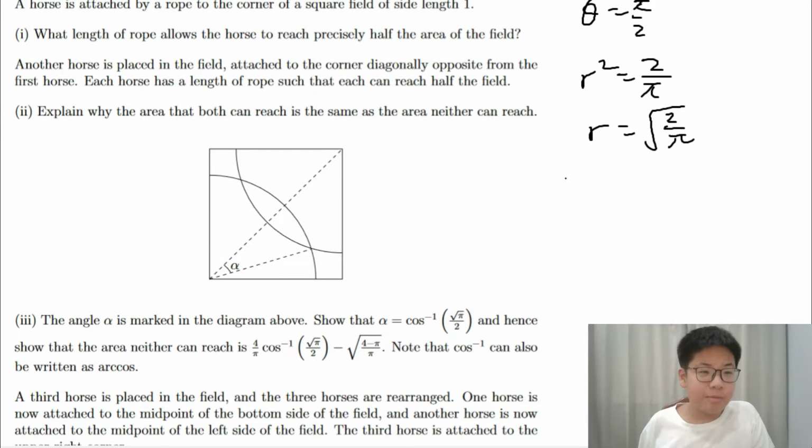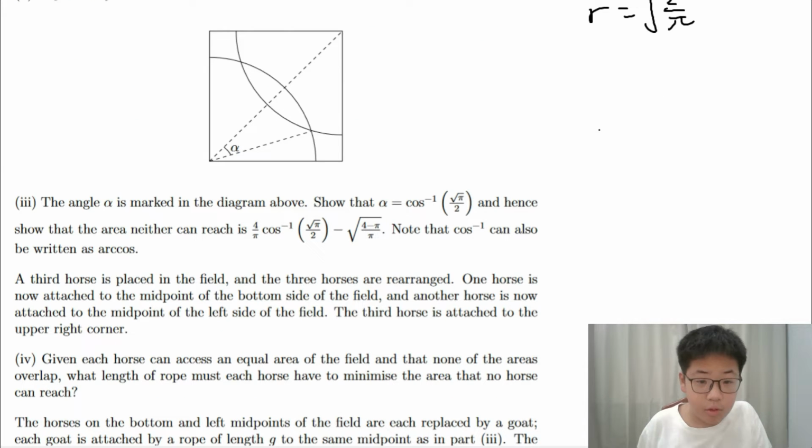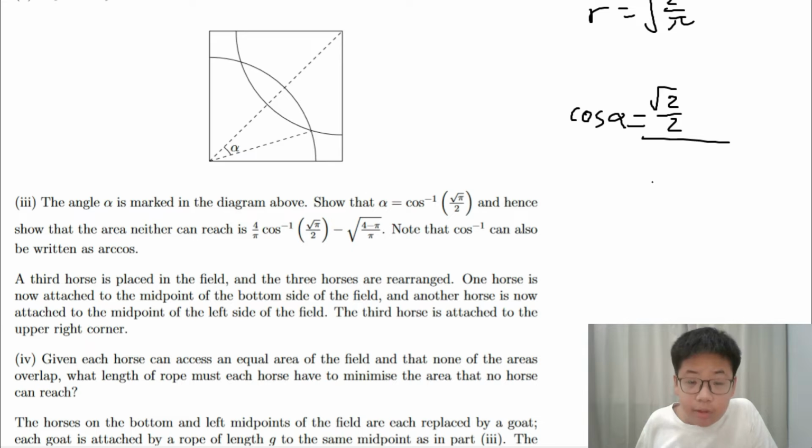So the angle alpha is marked in the diagram above. Show that alpha is cos inverse root pi over 2. So to calculate alpha, the distance from the bottom left corner of the square to the center is root 2 over 2. The hypotenuse is the radius calculated, so square root 2 over pi. So cos alpha equals the square root of 2 over 2 over the square root of 2 over pi, which equals root pi over 2.